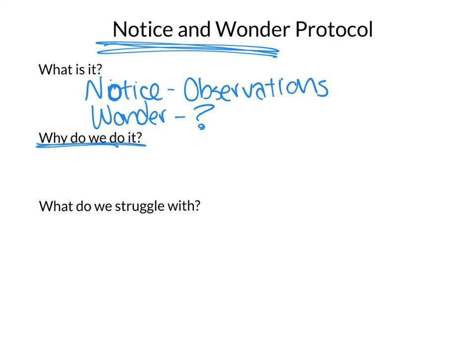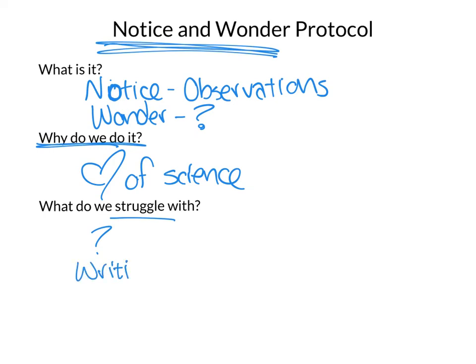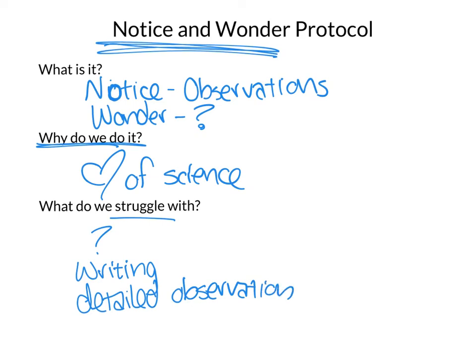Why do we do it? It's really the heart of science. All of science is based around our ability to make observations and to develop questions. So I'm really trying to get you to think like scientists. And then what do you struggle with? That would be your personal answer. Some of you might struggle with coming up with questions. Some of you might struggle with actually writing things down. Some of you might struggle with detailed observations. I just want you to make a mini goal for yourself. So which of these do you really struggle with, and try to really put some effort into being better and putting some thought into it.